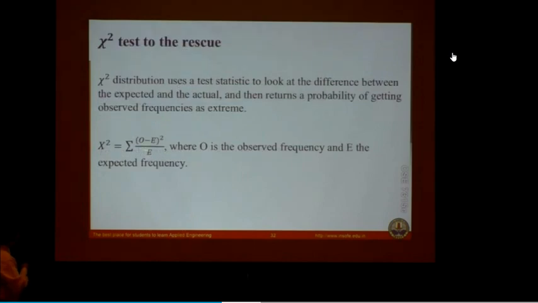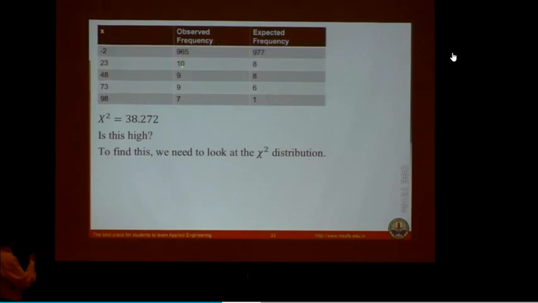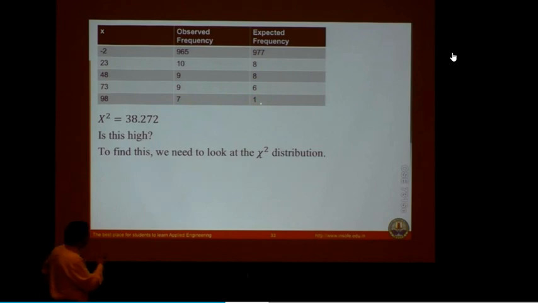So calculating this, observed minus expected squared divided by expected: observed 965 minus 977 squared divided by 977, plus 10 minus 8 squared divided by 8, plus 9 minus 8 squared divided by 8, plus 9 minus 6 squared divided by 6, plus 7 minus 1 squared divided by 1. That gives me 38.272.